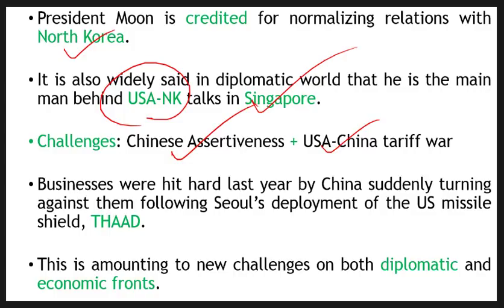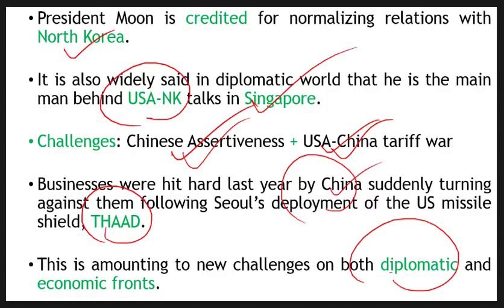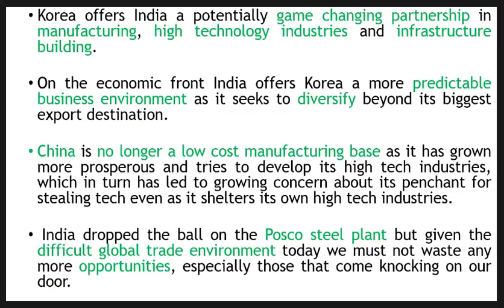Earlier on, relationship between China and South Korea were very cordial, but after this deployment of THAAD missile, China is a bit not happy with South Korea, and because of this, it created many sort of hurdles for South Korea. So now South Korea is taking these things that are going on, this USA China tariff war and South China Sea sort of things and other things by China as diplomatic as well as economic problems that are new challenges for South Korea.